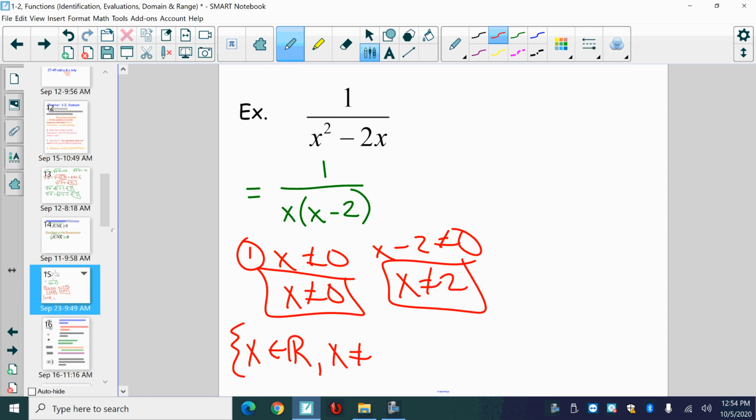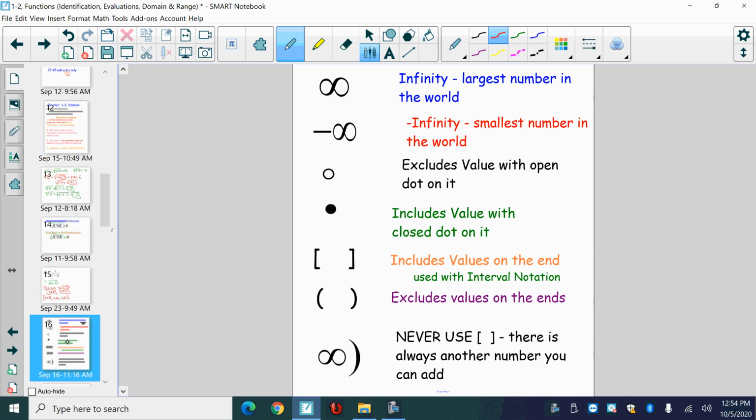So x cannot be 0 and x cannot be 2. Okay? Now, let's look at a few of the little terms that we just used. Infinity is the largest number in the world. Negative infinity is the smallest number in the world. An open dot excludes the value with the open dot. The closed dot includes the number on it.